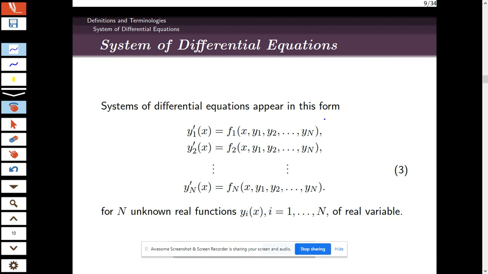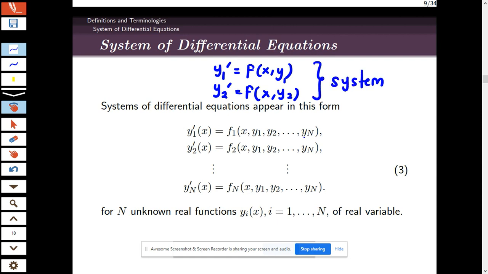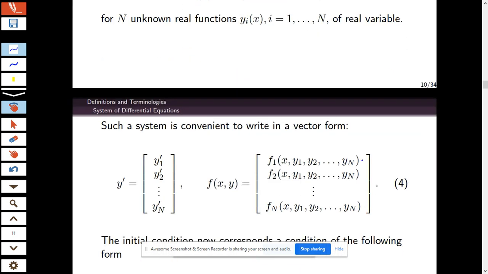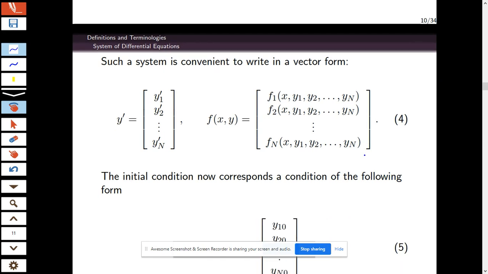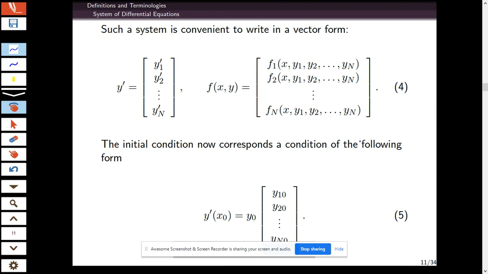System of differential equations. Okay, so earlier on, you had y prime equals f of x, y. Now if I have y1 prime equals f of x, y1, and y2 prime equals f of x, y2, it is more than one dimension, and you call it a system of differential equations. Instead of one dimension we have two dimensions. Such a system is convenient to write in vector form. Okay, this is the vector form.